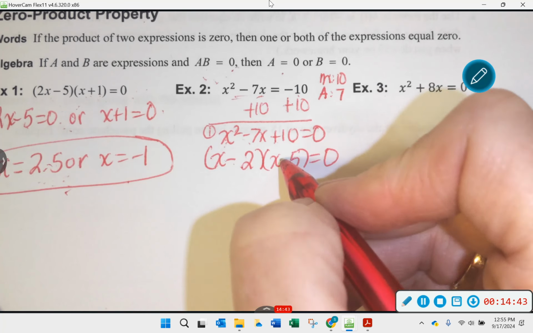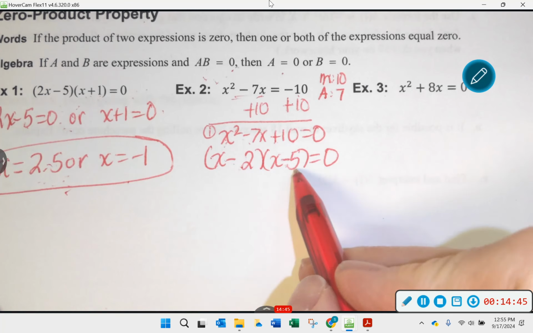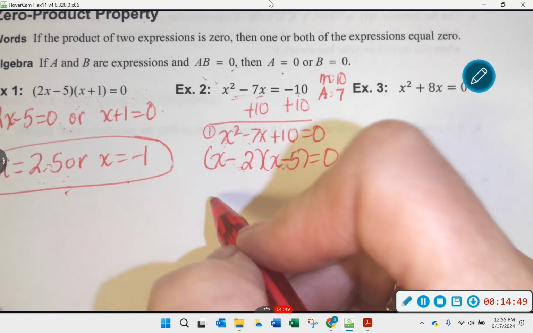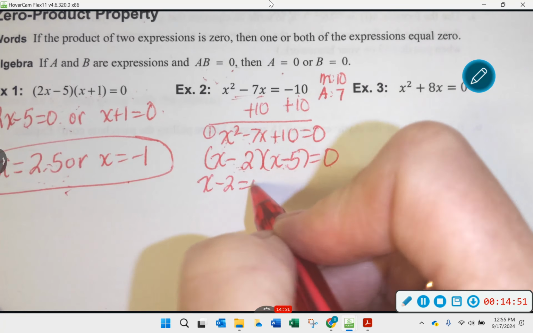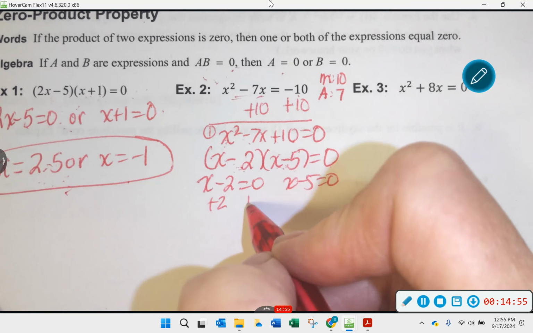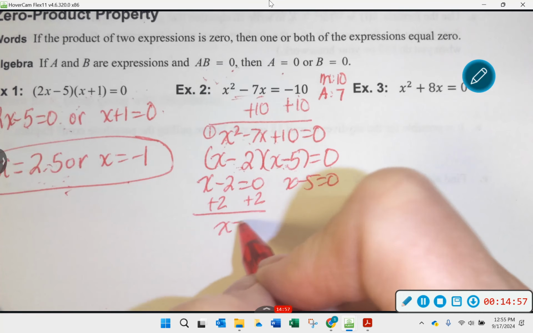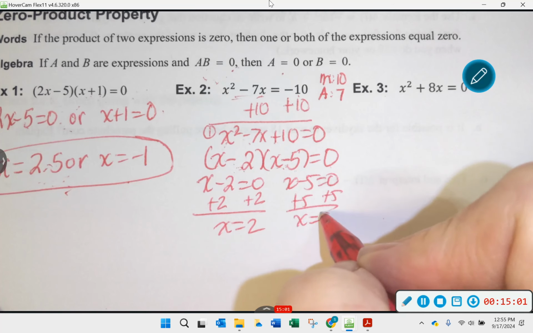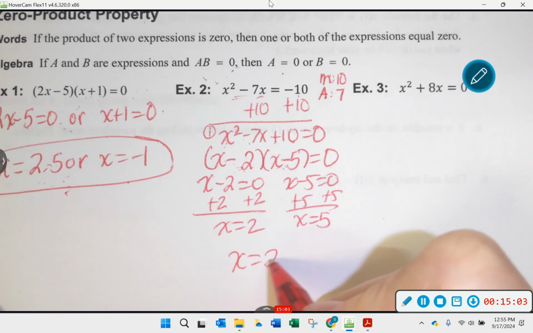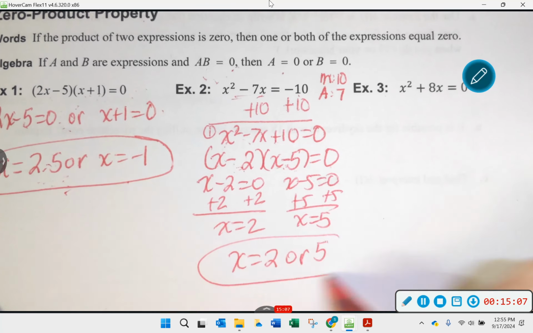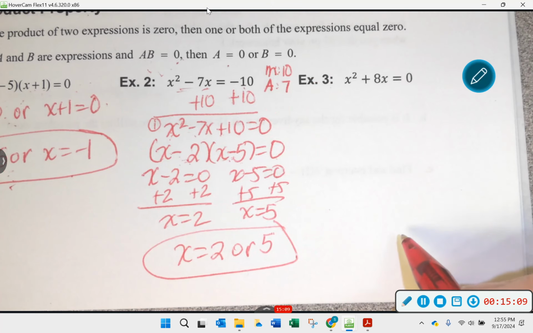Both negative. And so now because I have two values that are multiplying to be 0, either x minus 2 must be 0 or x minus 5 must be 0. Solve it. So our solution is 2 or 5. Okay?